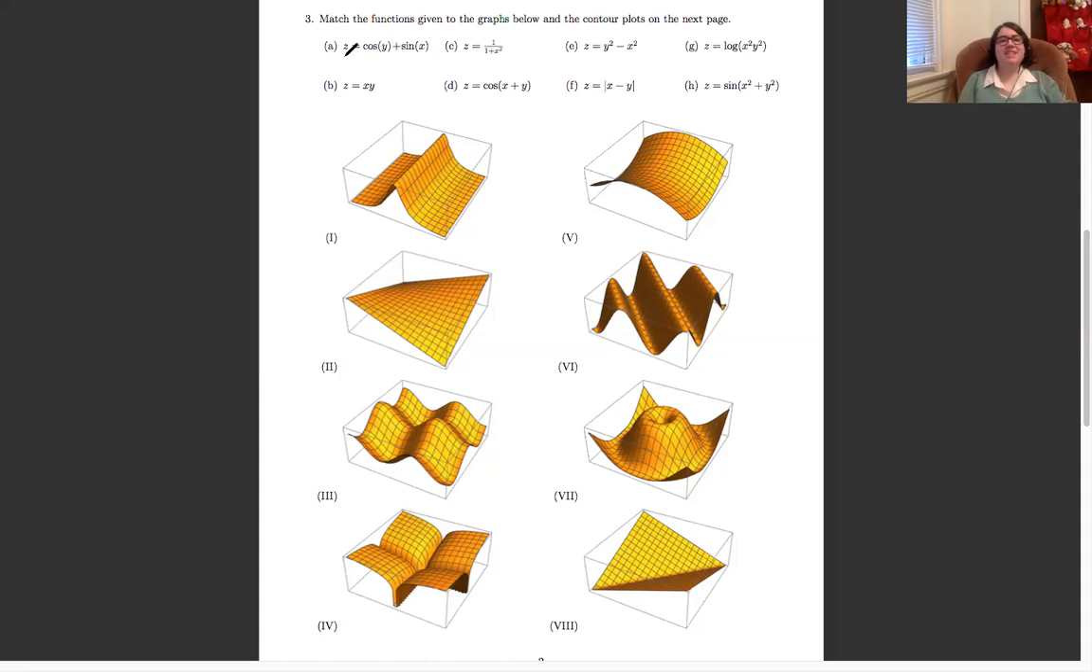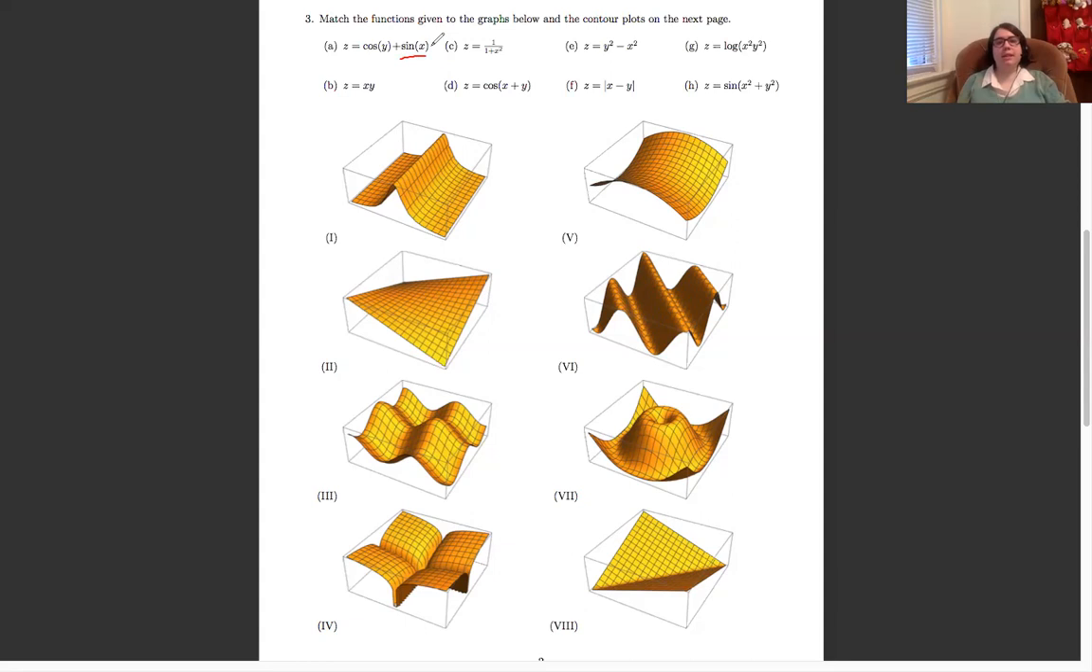Let's get started with z equals cosine x plus cosine y plus sine x. So I'm going to start by holding x equal to a constant. When x is a constant, then sine of x is a constant. It's some other constant. And I get z equals cosine y plus a constant. So I should get a cosine curve in the y direction when I slice along the x-axis.